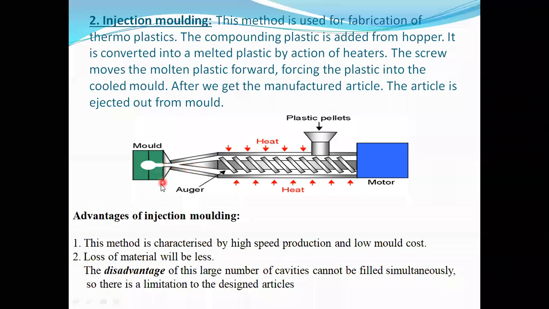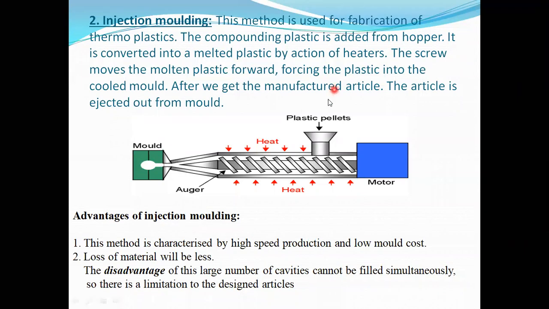I will ask you the question: what is a mold? The mold is the shape of an article. And to convert something into an article shape, we need a mold. This mold contains different shapes. Let me see the 3 steps of the injection molding process.